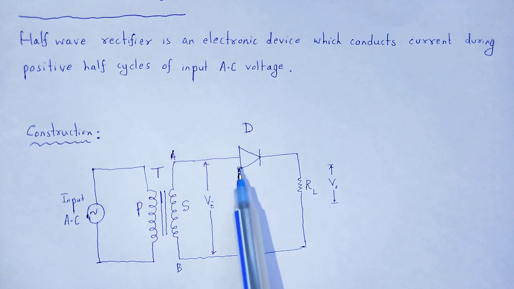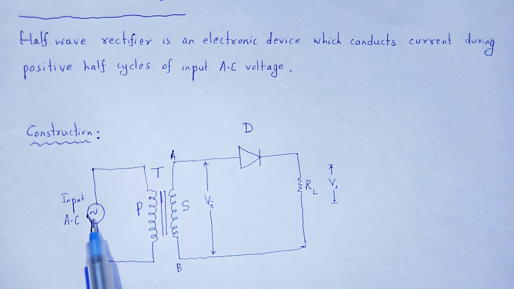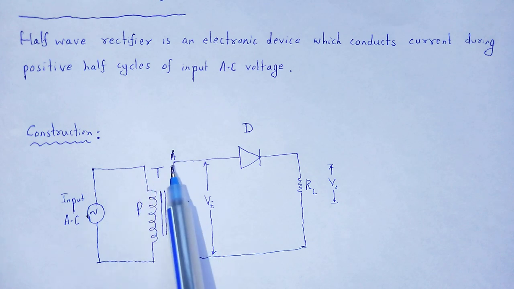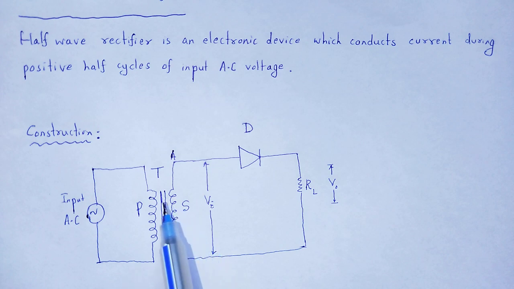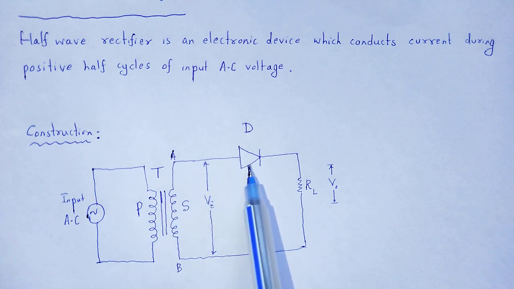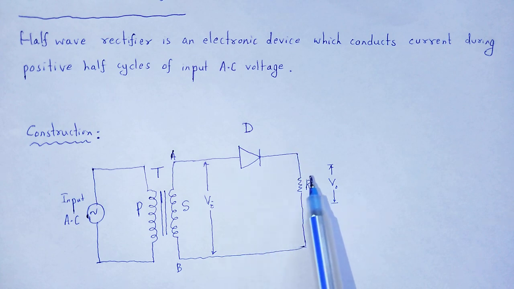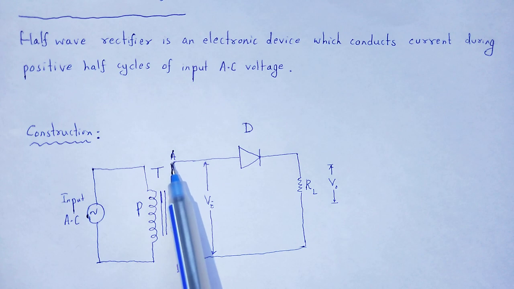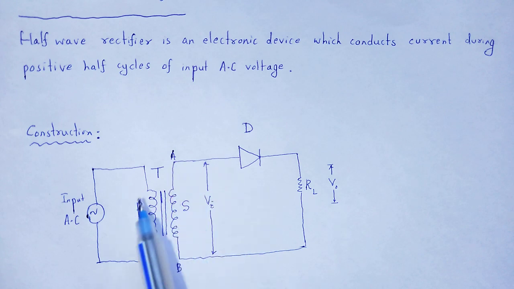Here we take AC input and a step up transformer is used. The voltage input, diode, and load resistance are connected in series with the secondary coil of that transformer.